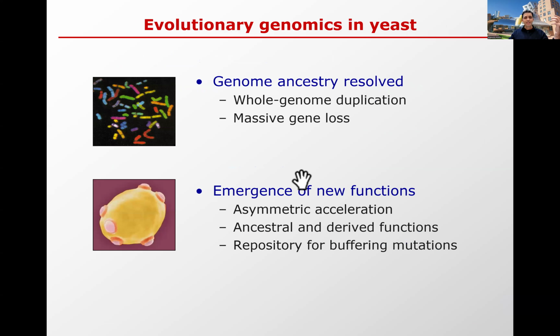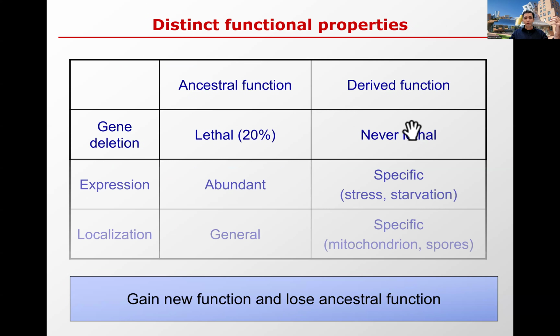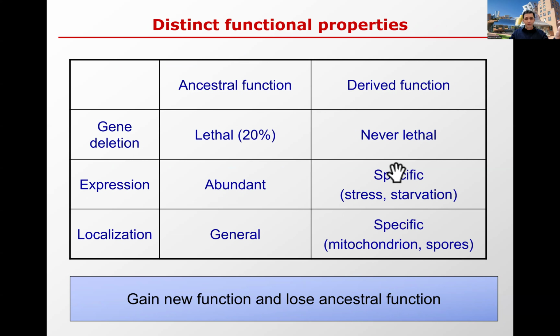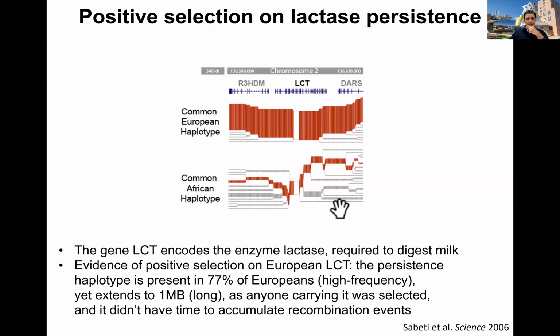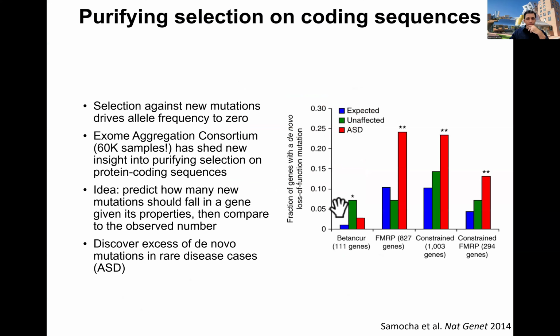And what we found is that these derived function genes were never lethal. They were very specific in their expression, and they were specific in their localization. Okay? So that's, I think, where I'll have to stop today.